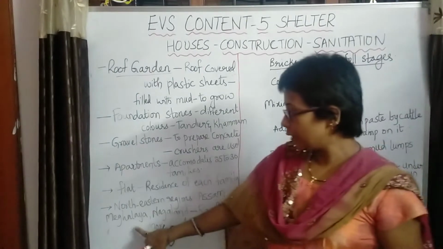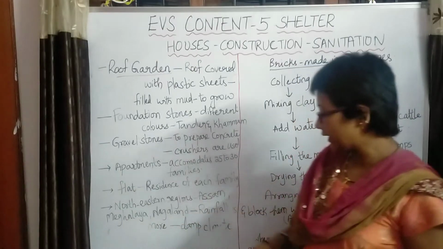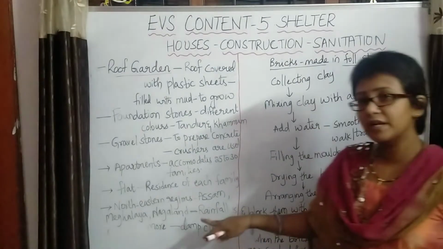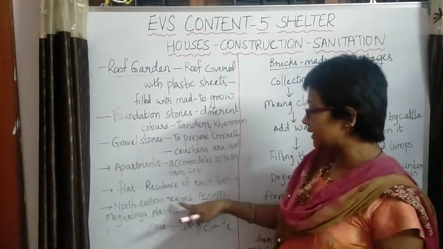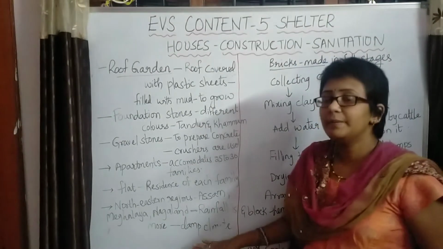And another important point here is northeastern regions like Assam, Meghalaya and Nagaland, where rainfall is more. So rainfall is observed more in the northeastern regions like Assam, Meghalaya and Nagaland, and here the climate will be damp every time.